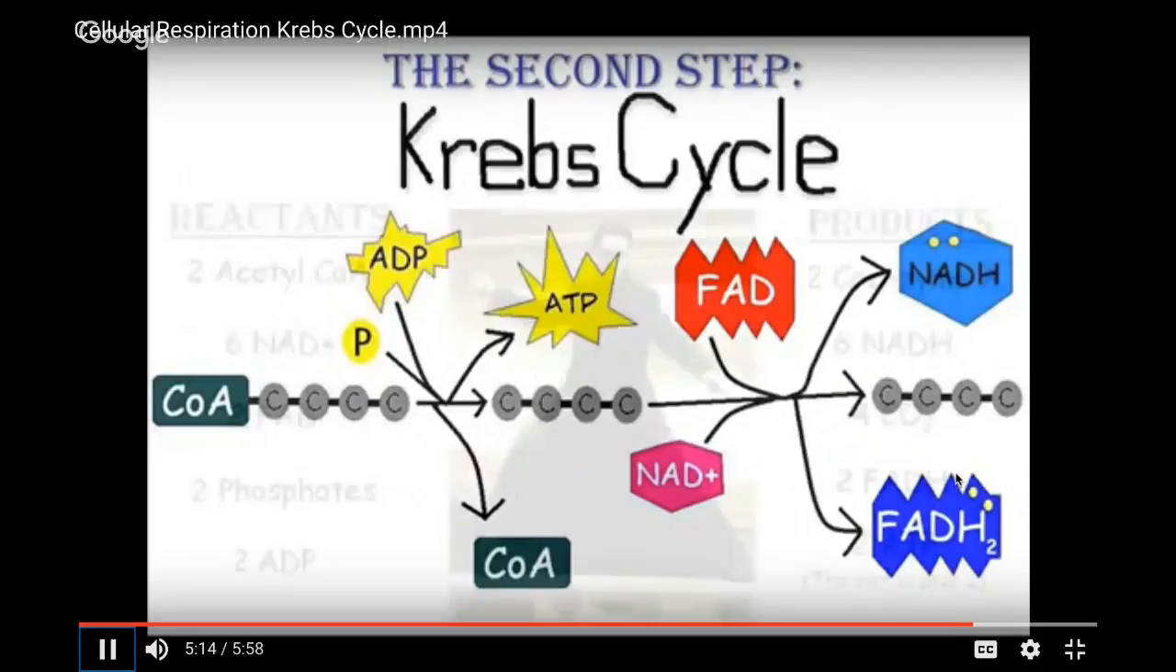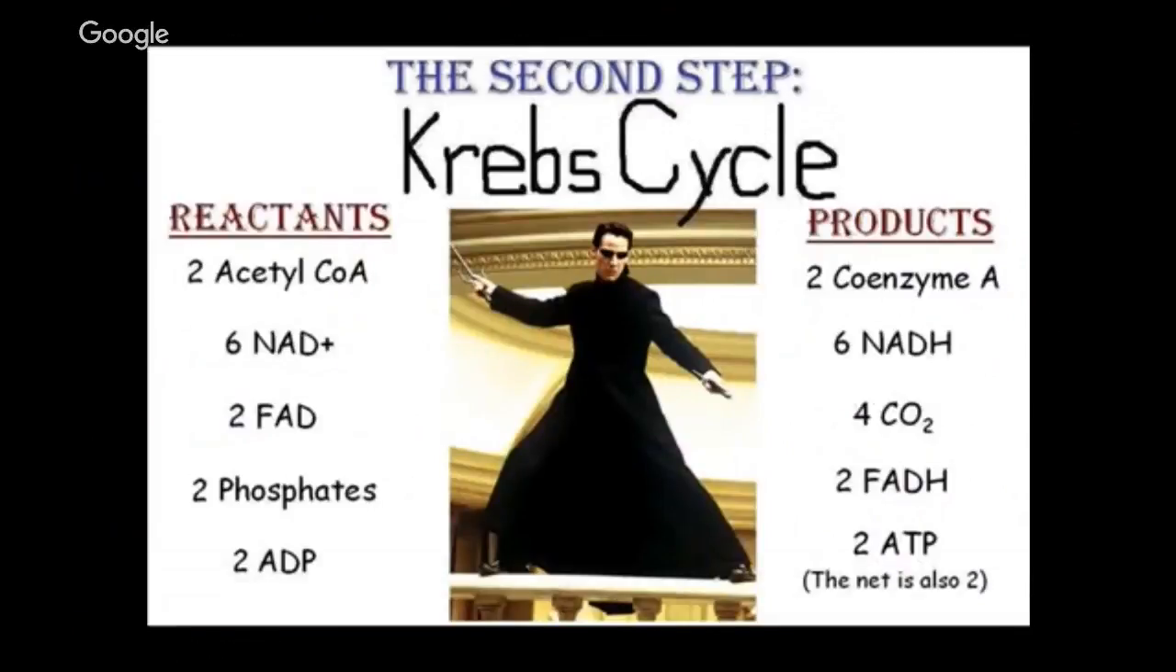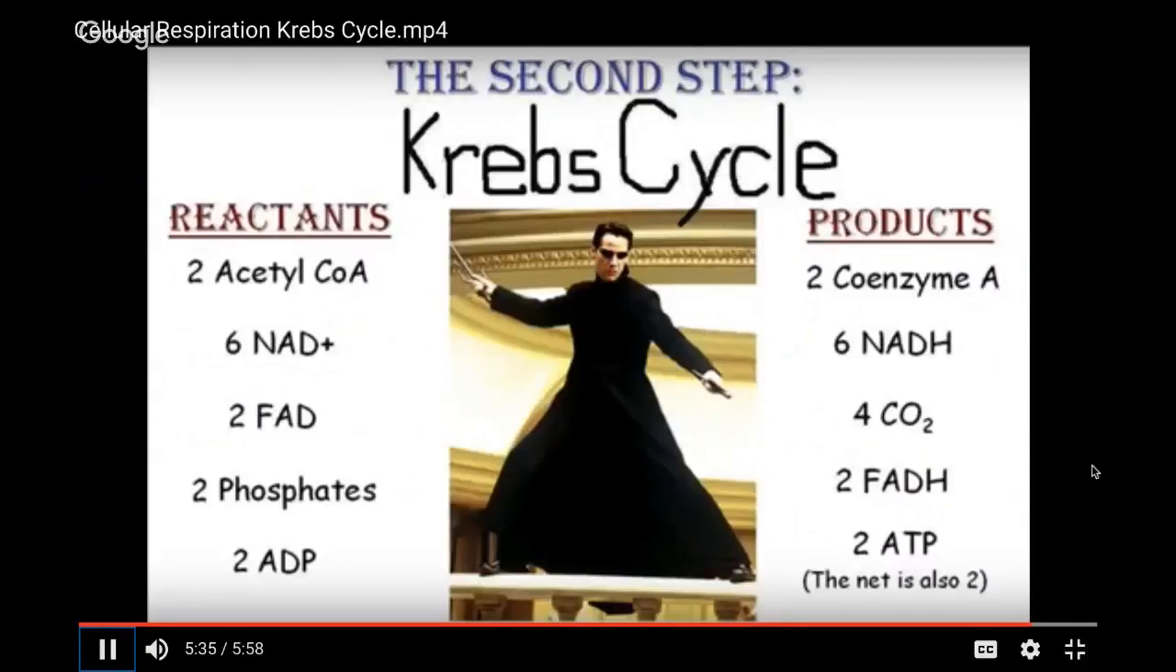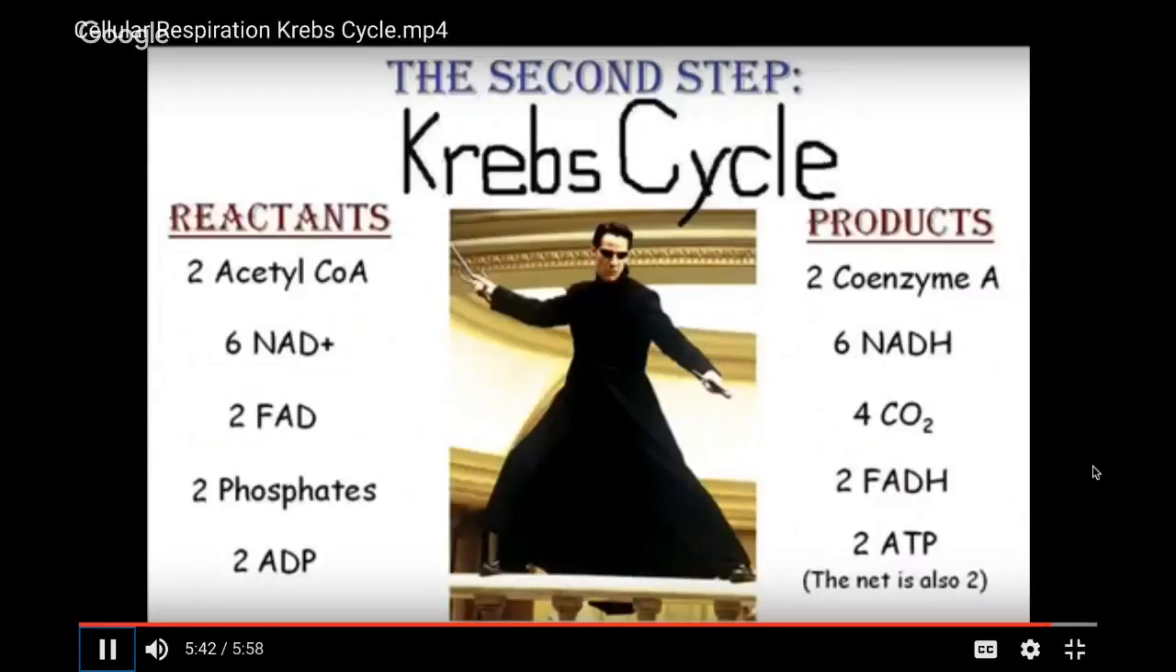This slide is the overview. This is what we get from the Krebs cycle. The reactants are 2 acetyl-CoA, 6 NAD+, 2 FAD, 2 phosphates, and 2 ADP. And the products are 2 coenzyme A molecules, 6 NADH molecules, 4 carbon dioxide molecules, 2 FADH2 molecules, and 2 ATP. Now the net is also 2 ATPs because we did not enter any ATP.